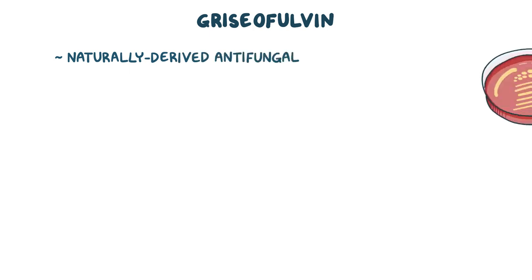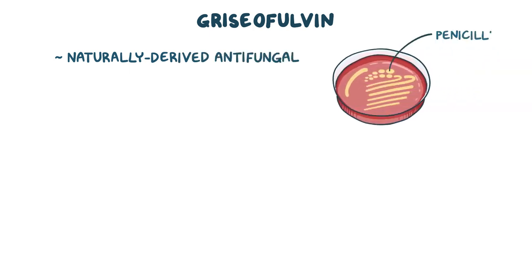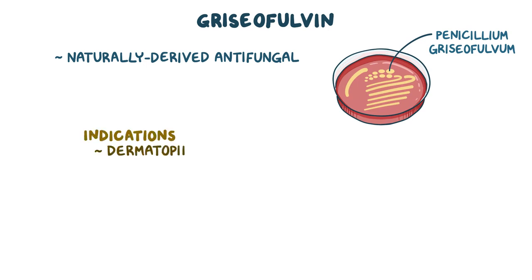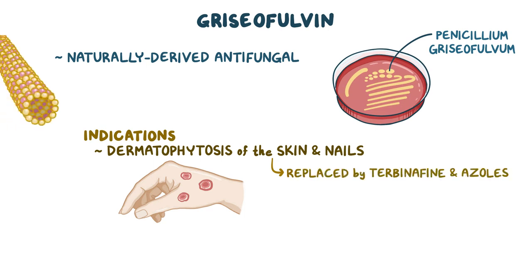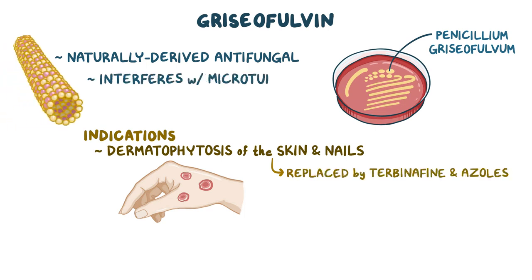Alright, now griseofulvin is a naturally derived antifungal agent isolated from cultures of Penicillium griseofulvum, and can be used just like terbinafine to treat dermatophytosis of the skin and nails. However, it has been largely replaced by terbinafine and the azoles. Now, griseofulvin interferes with fungal microtubules, thus affecting mitosis. The oral form is the only one available, as griseofulvin is not active topically.